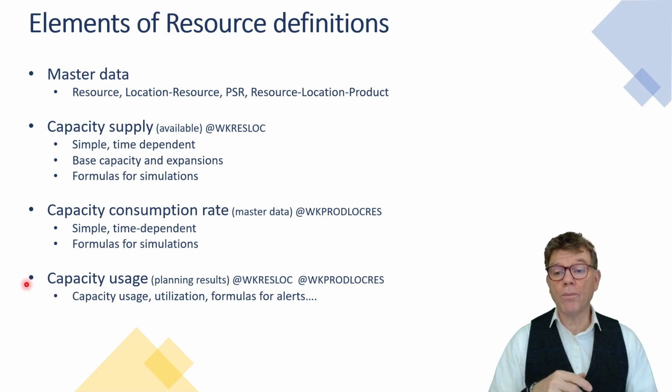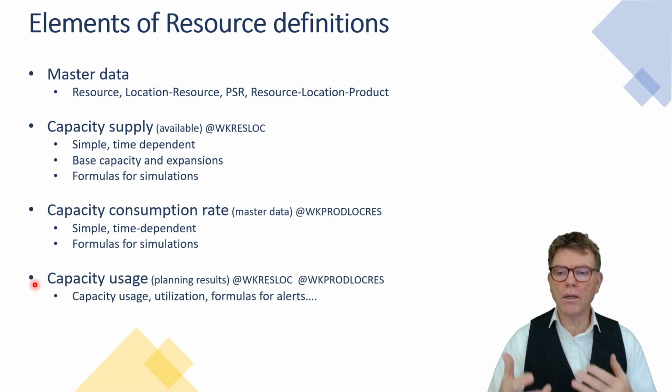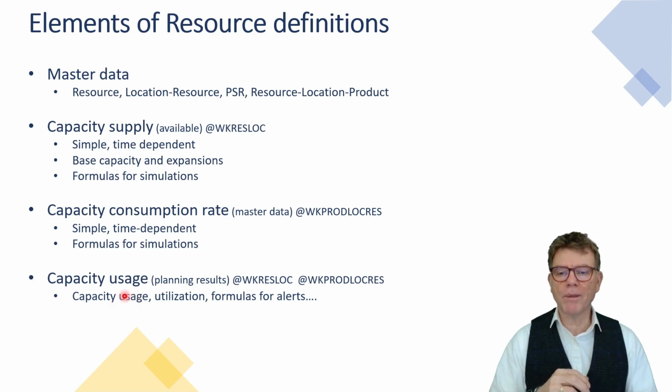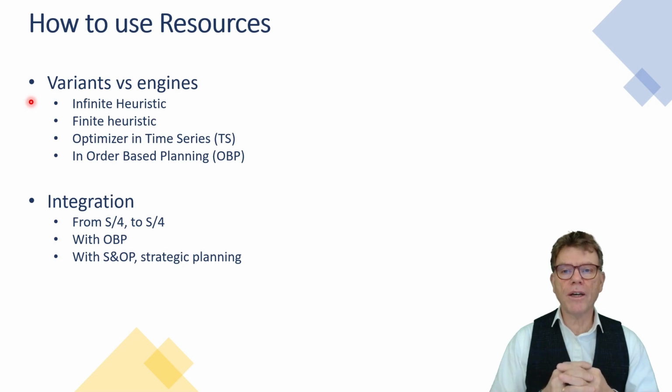Then out of the planning that you run, being the heuristics or the optimizer, you will be concerned with capacity usage. The usage is the amount of time consumed on the resource by the planning itself. So it's the capacity usage. Linked to that, there is the capacity utilization and possibly some formula and some further key figures to mention how we use this capacity.